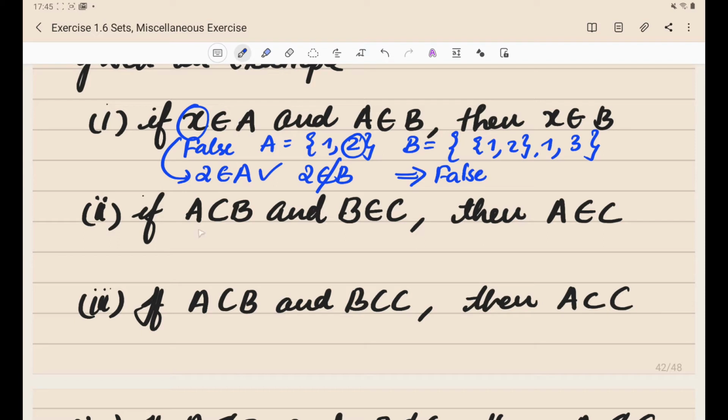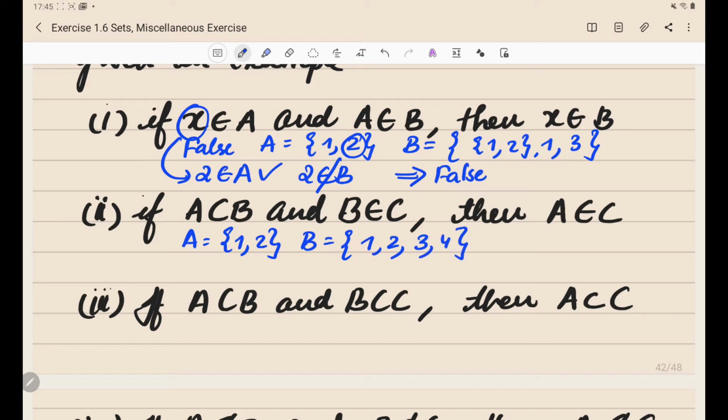Next one: if A is a subset of B and B belongs to C, then A belongs to C. Again, is that true or false? It is false. Let's prove that. A is equal to {1, 2}. I'm taking a set A with elements 1 and 2. Again, A is said to be a subset of B, so I have all elements of A and other elements 3 and 4. I have taken such an example.